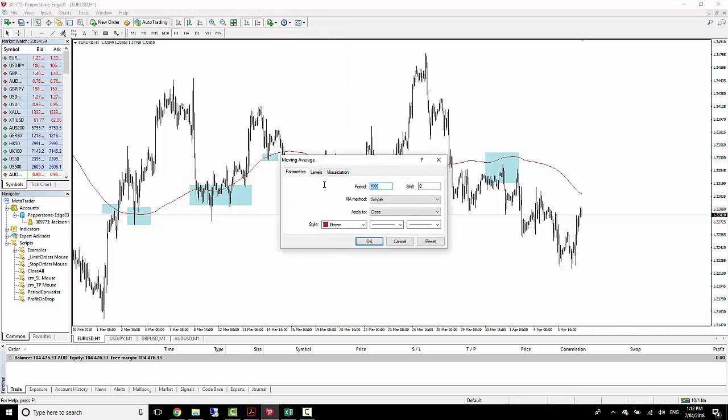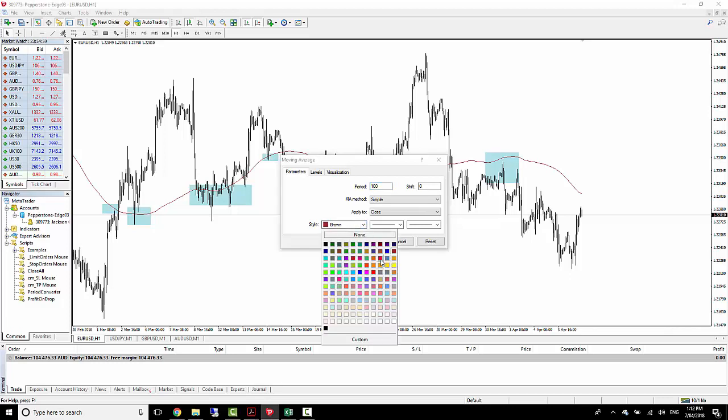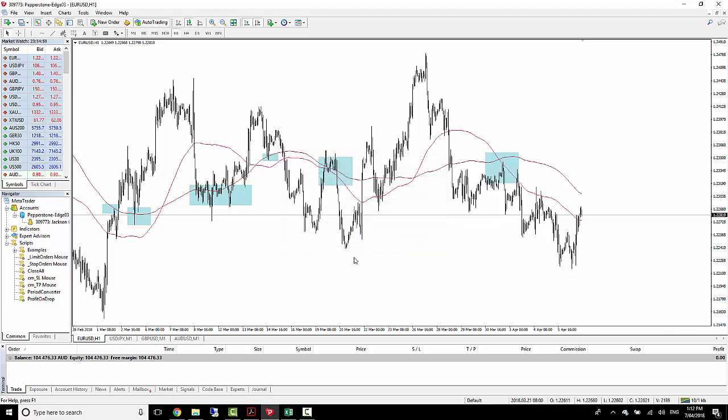So the first one is the 200 period moving average. The next one is the 100 period moving average. Let's change the color. Not that you can see it that well, but there's the 100 period moving average, and we can see here there is lots of significance in there. Between the goalposts on this one, the 200 and the 100 period moving average.